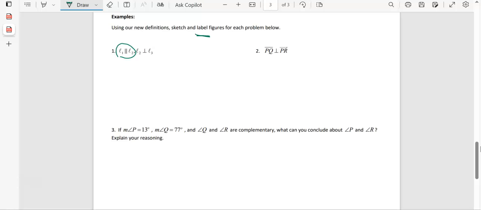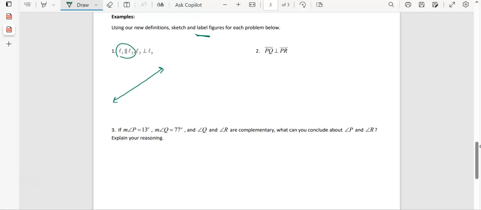So if you want to go back and look at that vocabulary, that could be helpful. We can name a line by 2 points, but if we have a lot of lines in a figure and things are kind of messy, or we want to keep it a little bit cleaner, what we're going to do is we're going to name lines by lowercase cursive letters.